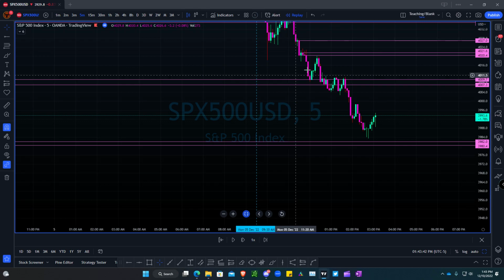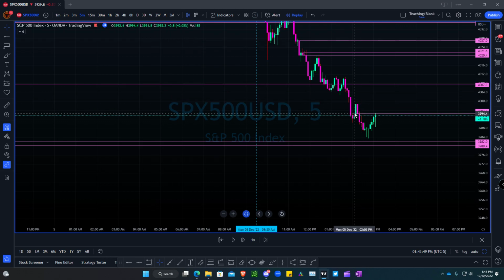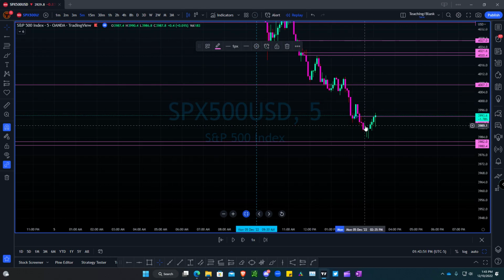So let's do this. We've got all these, so we know this has been broken through. Now this is our supply, because again, what's the bullish candle above price?